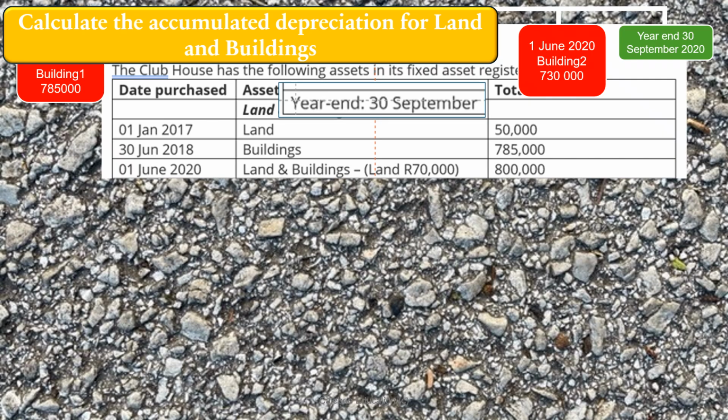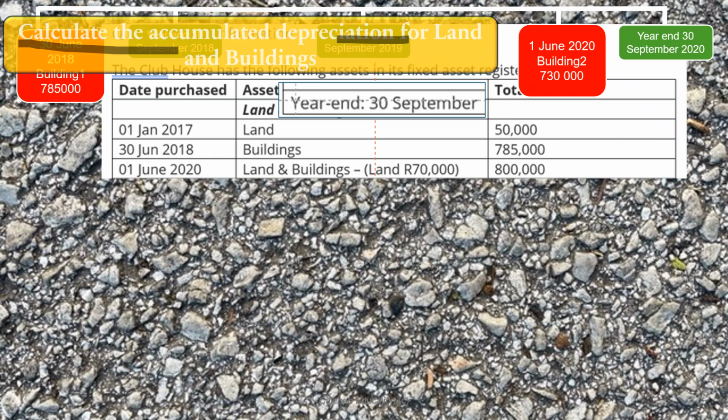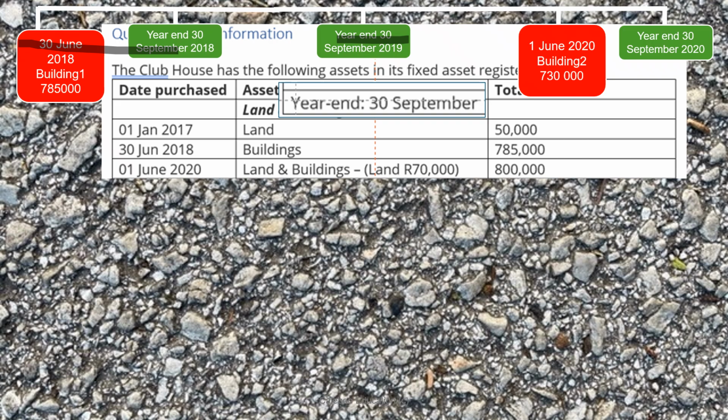Next one. Now it's actually quite easy. Calculate the accumulated depreciation for land and buildings. When we calculated the book value in the previous one, we had to calculate the accumulated depreciation. Let's have a look. Our year end is the 30th of September. There once again is all the information with regard to land and buildings. We had building 1 and building 2.